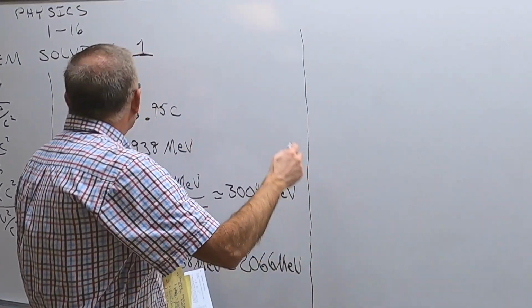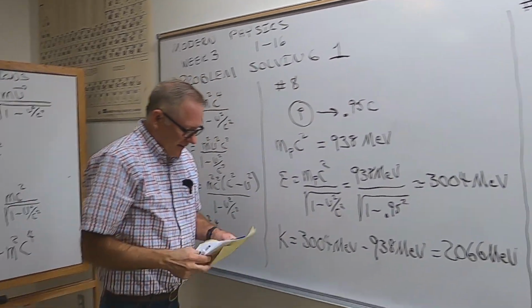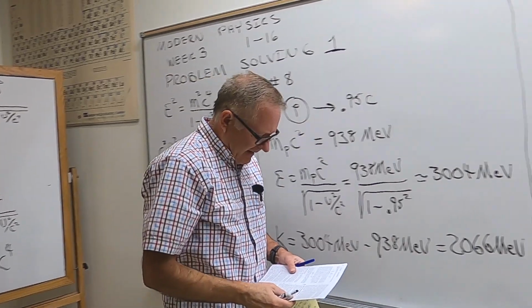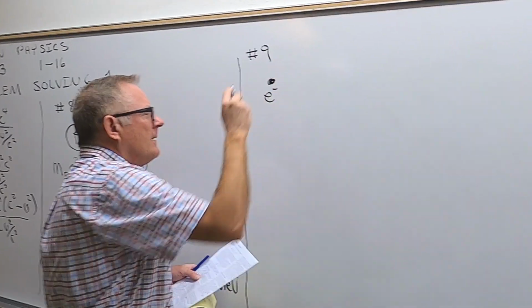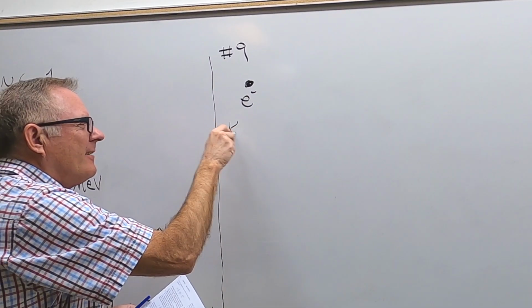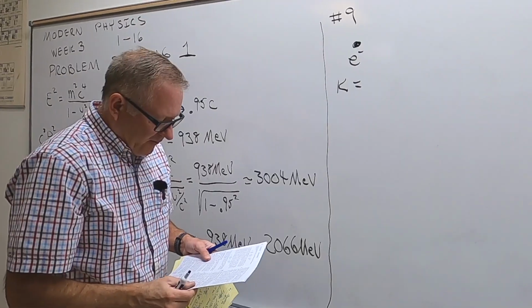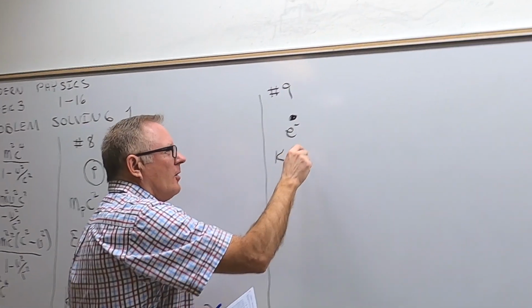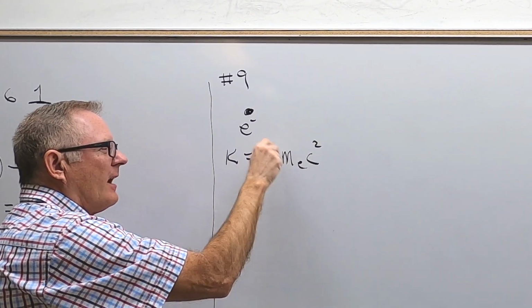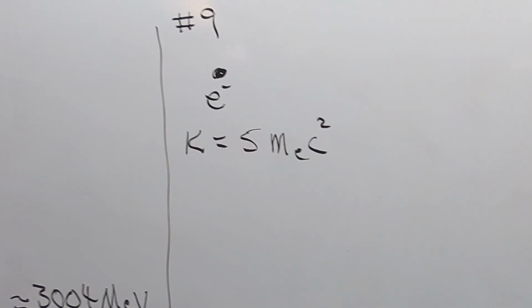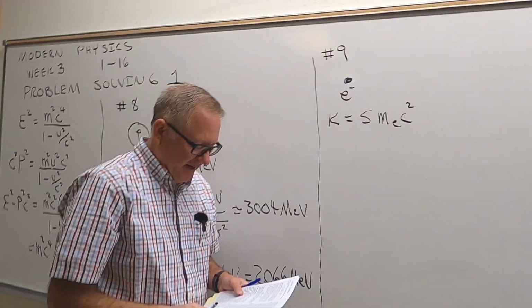Well, let's look at another one. Number 9 here. It says an electron has a kinetic energy. So now we've got an electron. And they say the kinetic energy is 5 times its rest energy. Well, its rest energy is the mass of the electron times c squared, and it's 5 times that. Okay. So that's what they gave us right here. They want its total energy and its speed.